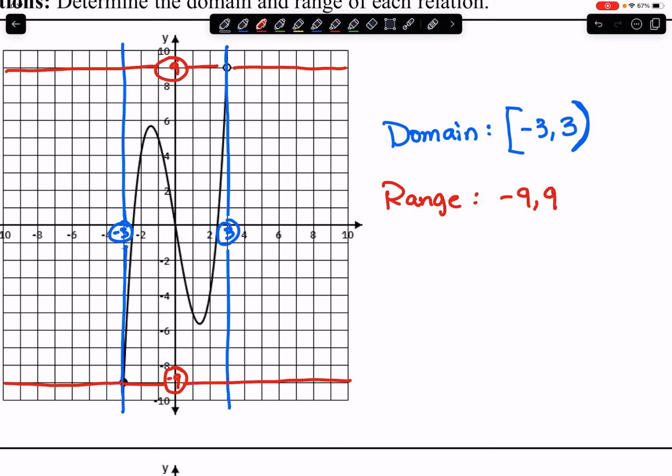So we start by first writing the numbers in that order, from down to up, and then we look at the endpoints to determine if each is open or closed. Because we have a closed circle here, that's going to use a square bracket, and because we have an open circle up here, that's going to use a parenthesis. So this is going to be a half interval as well.